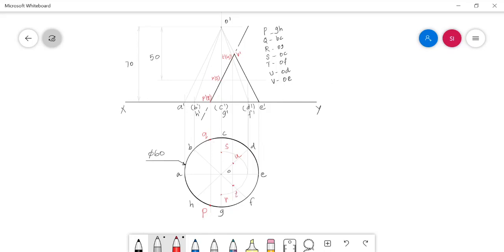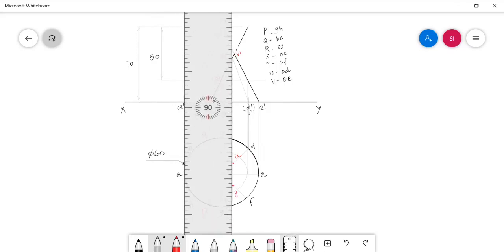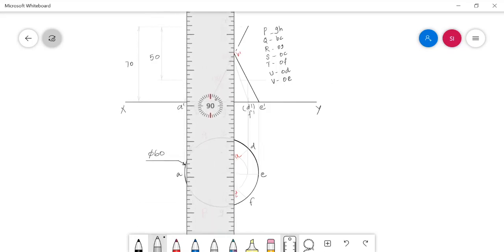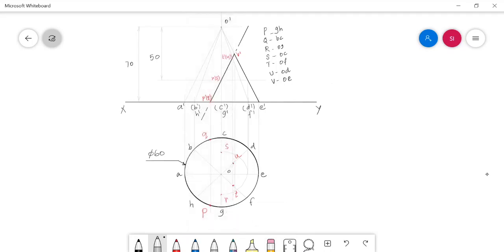And finally, the cut point V is also projected towards the top view, and whenever this projector intersecting with OE, I need to mark the cut point V. Now marking of the cut points in the top view is over.